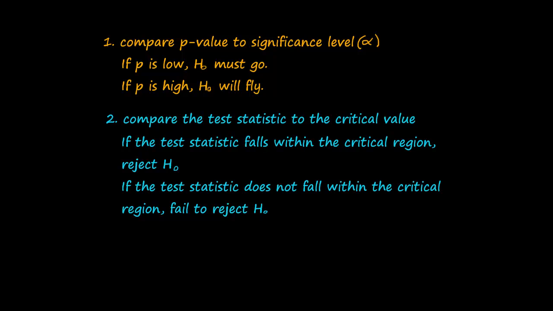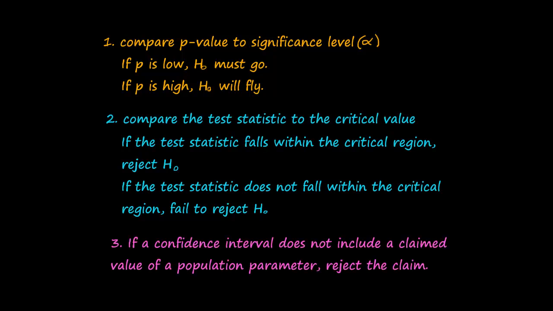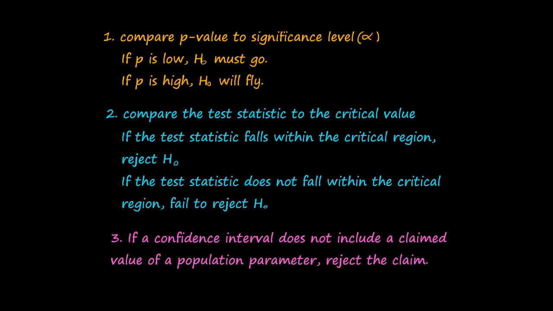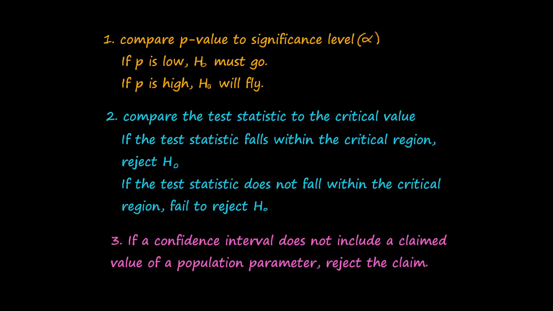There's a third method that we can use. It's not the one we'll be focusing on in this chapter, but we can use confidence intervals. If the confidence interval does not include the claimed value of the population parameter, we can reject the claim. So confidence intervals can be used in hypothesis testing.